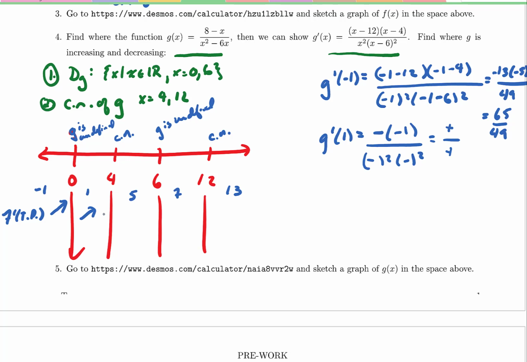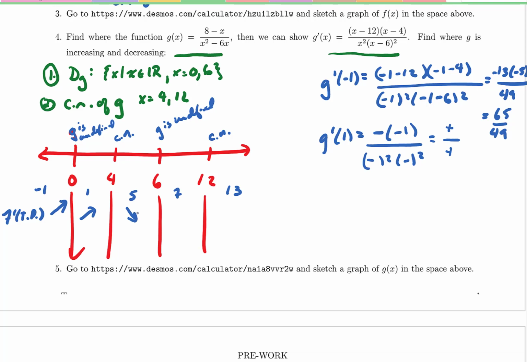Okay. If I were to plug in 5, notice that everything in the denominator is still positive. This factor, 5 minus 12, that's still negative, but this factor is now positive. So we've got a positive times a negative, all over a positive. So the sign of the first derivative at 5, and therefore for any point between 4 and 6, say 4.1 or 4.2, is going to be negative, and so the function is decreasing on that interval.